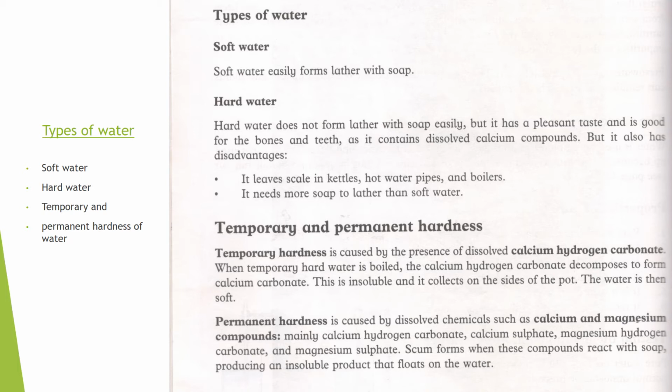Permanent hardness is caused by dissolved chemicals such as calcium and magnesium compounds, mainly calcium hydrogen carbonate, calcium sulfate, magnesium hydrogen carbonate, and magnesium sulfate. Such compounds react with soap, producing insoluble products which float on the water and cannot be removed very easily.